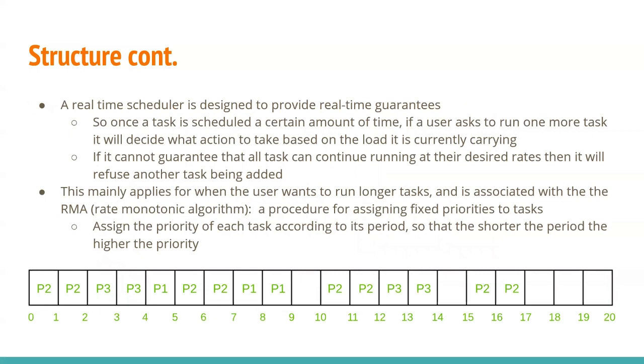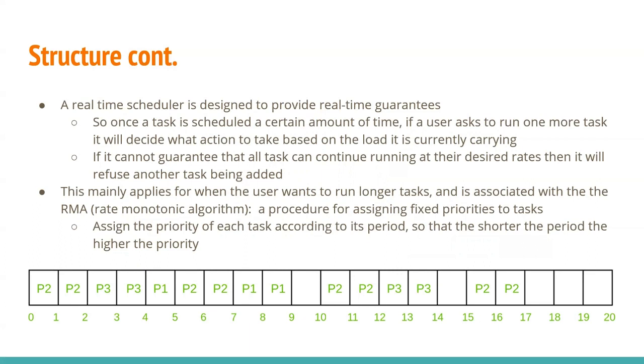So a real-time scheduler is designed to provide real-time guarantees. Once a task is scheduled at a certain amount of time, if a user wants to run one more task, the scheduler will decide what action to take based on the load it's currently carrying. If it cannot guarantee that a task can continue running at the desired rates, then it will refuse another task being added. So it has tasks at a priority.